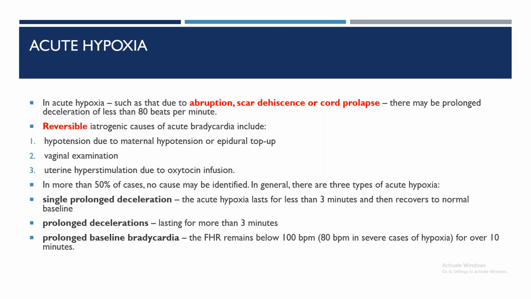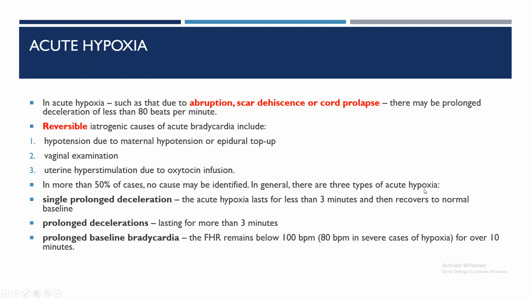Then acute hypoxia. These are the three causes that I already told you: abruption, cord dehiscence, and cord prolapse. In that case, expedite the delivery, that is the one answer that we all know. Other reversible causes of acute bradycardia are, as I told you, epidural or spinal anesthesia, hypotension, vaginal examination after ARM, or uterine hyperstimulation. These are the reversible causes, and usually the CTG returns to normal if we reverse these causes. In more than 50% of cases, no cause will be identified.